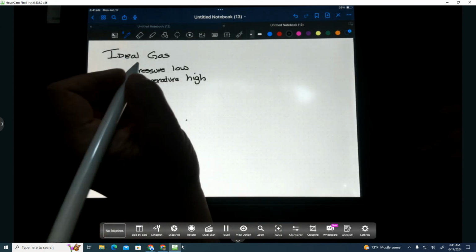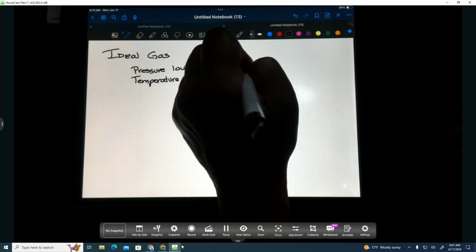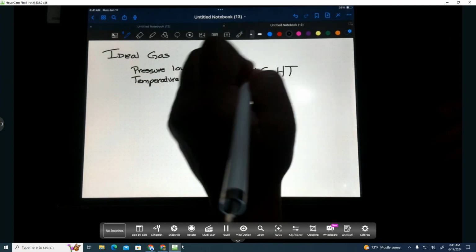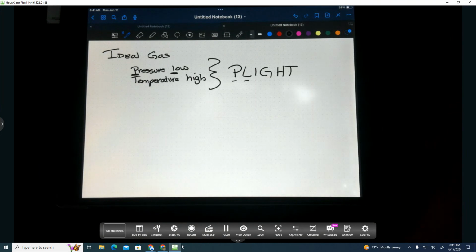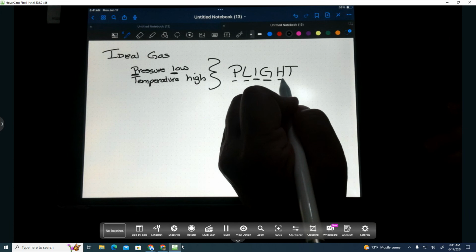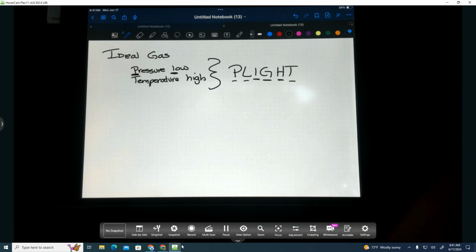Isn't that like flight? Yes, that's flight. Pressure low. Ideal gas, high temperature. So if we want a gas to behave like an ideal gas, we need to get the pressure to be low and the temperature to get high. Pressure low, high temperature. Flight.